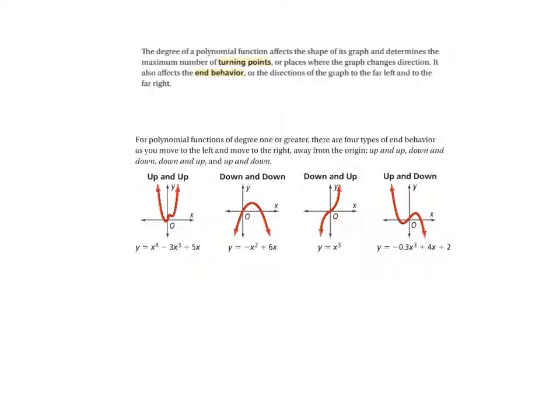When you graph a polynomial function, you get a curve. You see a couple of examples on this page, and they're all of different degree. We're going to look at how degree and leading coefficient sign determine the shape of the graph. The degree of the polynomial affects the shape of its graph and determines the number of turning points, or places where the graph changes direction. The number of turning points is always going to be 1 less than the degree.